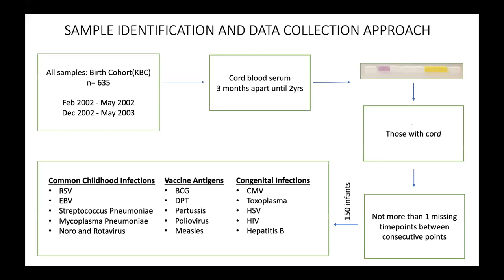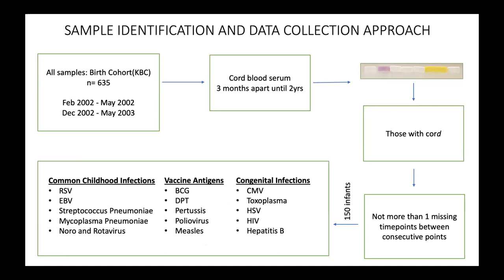We had infants that were recruited here at Kilifi in 2002 and 2003. These infants had been sampled at birth, and then every 3 months until 2 years of age. So that's the cohort I used. I chose samples from infants that had been sampled from birth. They must have had a cord blood sample and then at least 7 other time points after birth. So I ended up with about 100 or so infants, and I tested for responses to congenital infections, vaccines, and other childhood infections over that whole time period. And this I did by microarray. I have not put the slide here for the technique, but in case someone needs, I can show it later.